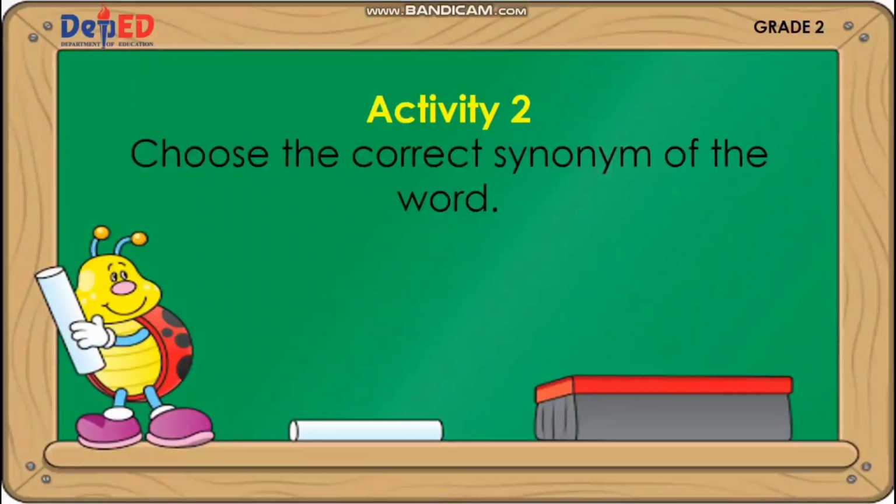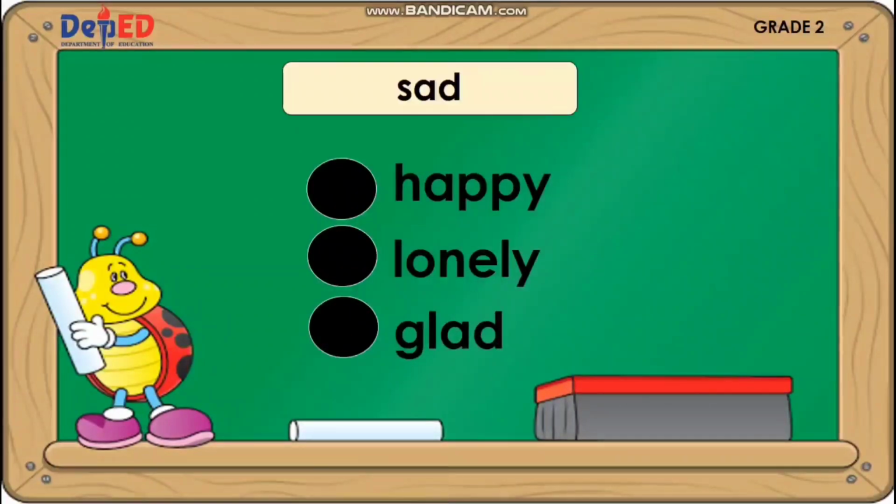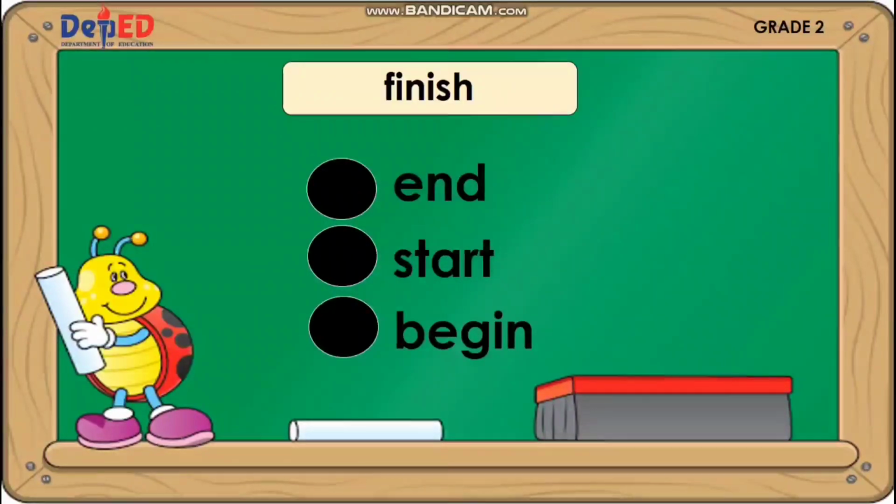For our second activity, you are going to choose the correct synonym of the following words I will be showing on your screen. Little. What is the synonym of the word little? Huge, large, or tiny? Very good. Tiny. What is the synonym of the word sad? Is it happy, lonely, or glad? Very good. Lonely.